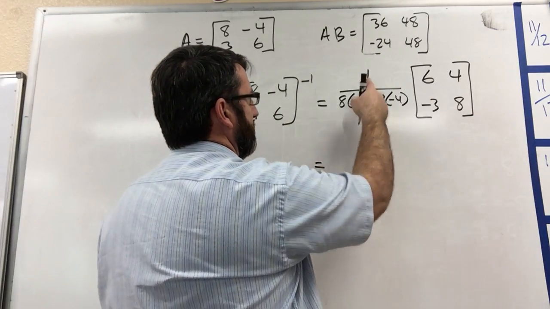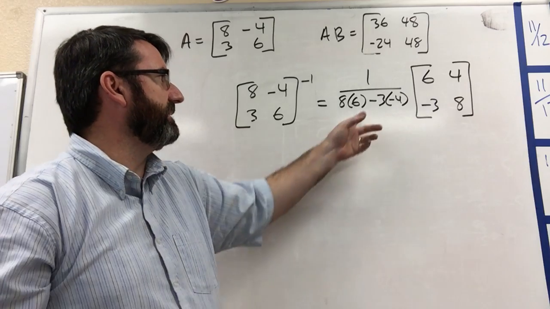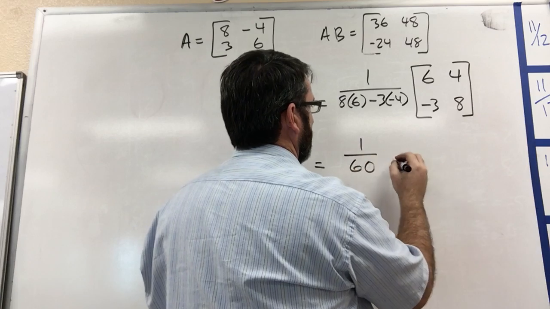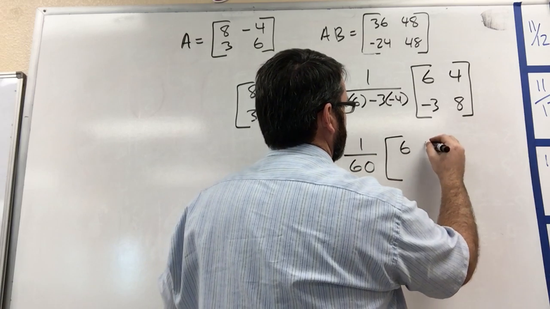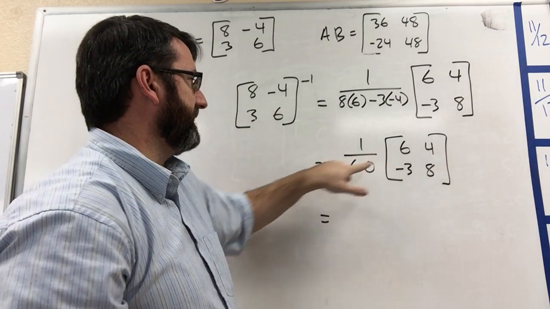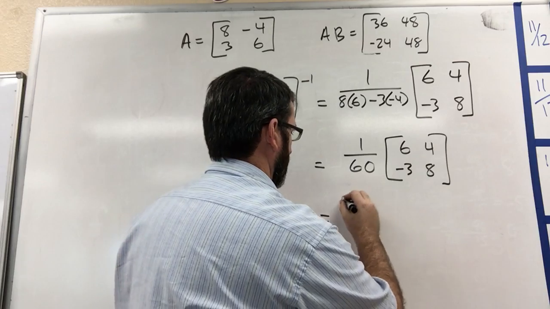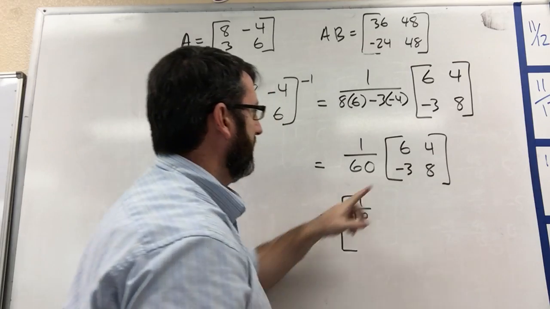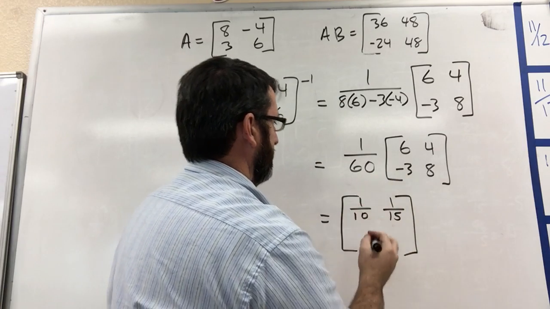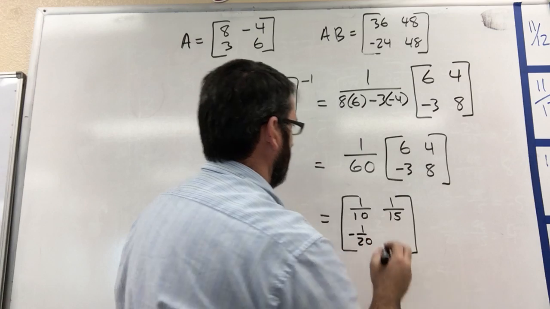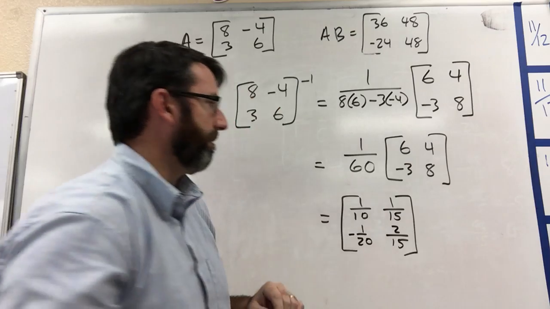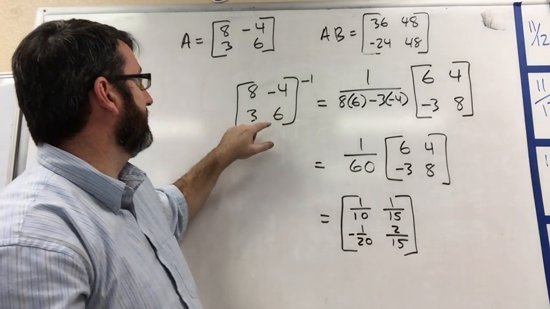All right, so 8 times 6 is 48. Negative 3 times negative 4 is positive 12. So this is going to be 1 over 60 times this matrix, 6, 4, negative 3, 8. So 6 times 1 over 60 is going to be 1 over 10. 4 times 1 over 60 is 1 over 15. Negative 3 times 1 over 60 is negative 1/20th. And 8 times 1 over 60 is 2 over 15. So that now is A inverse.